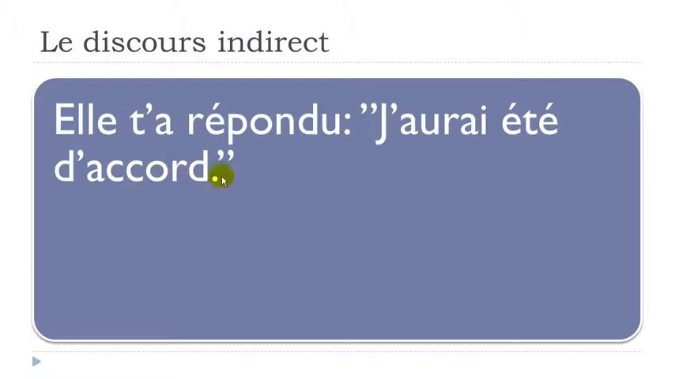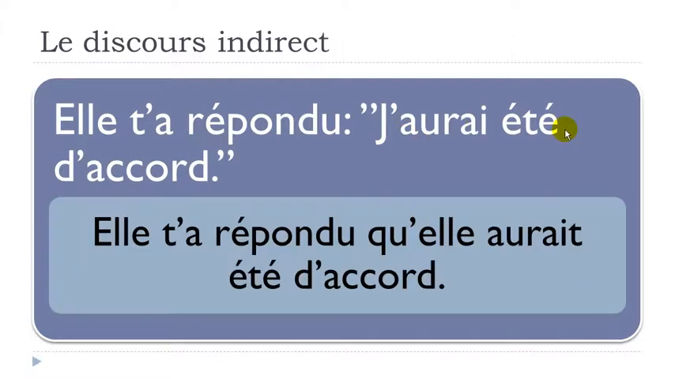Okay, so here, what do we have? First, as usual, we've got this passé composé. Then here we've got this futur antérieur form, j'aurai été d'accord. And it will become: Elle t'a répondu qu'elle aurait été d'accord. So still the same thing. Keep in mind that it looks a little bit like this form, but it is quite different because it's what we call conditionnel passé. Okay?